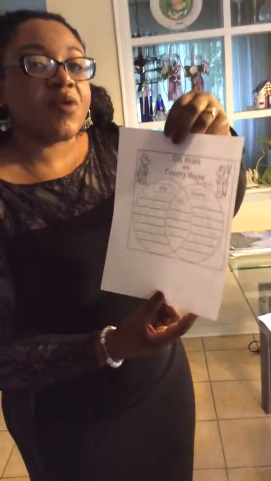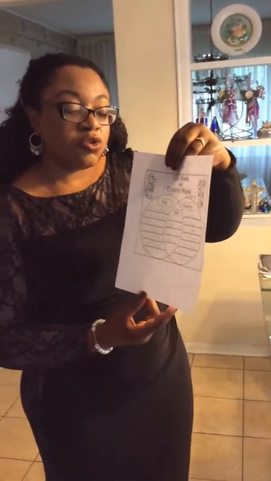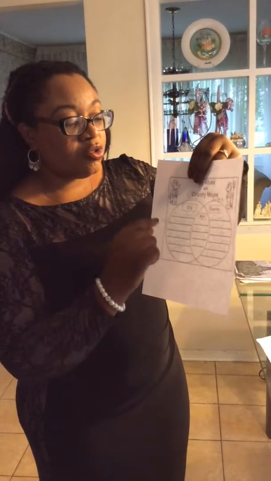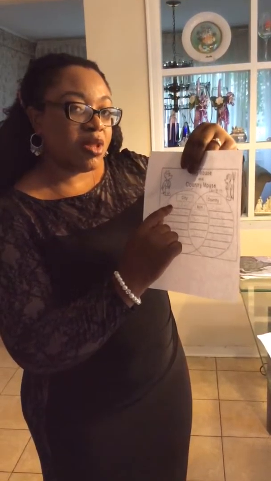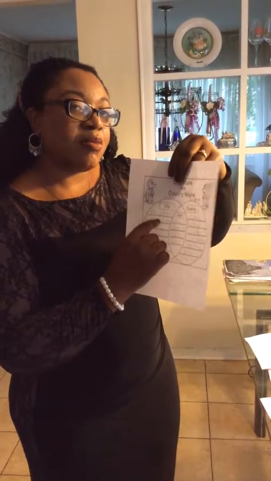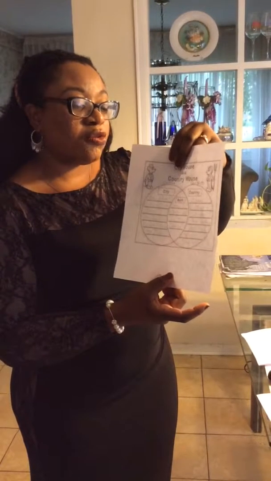This is a Venn diagram, and the students will be told to work together to tell what the similarities are. The mouse in the city, how is it similar to the mouse in the country, and also what the similarities will be in the middle.